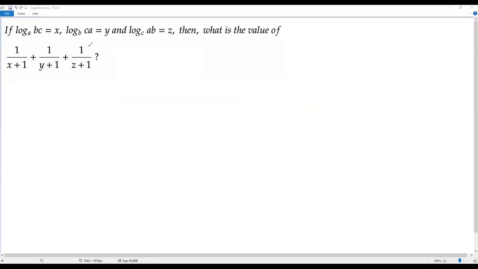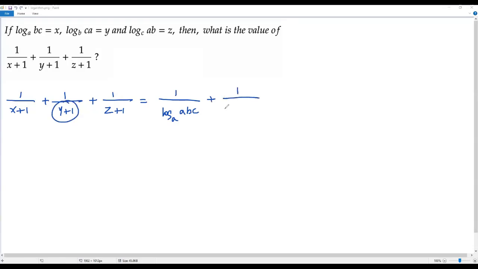Let's continue and start evaluating the value of this expression. Let me write the expression as it is: 1 over x plus 1, plus 1 over y plus 1, plus 1 over z plus 1 equals 1 over, already we have x plus 1, that is log base A of ABC, plus 1 over y plus 1, that is log base B of ABC, plus 1 over z plus 1, which is log base C of ABC. Now I can move this logarithm to the numerator.